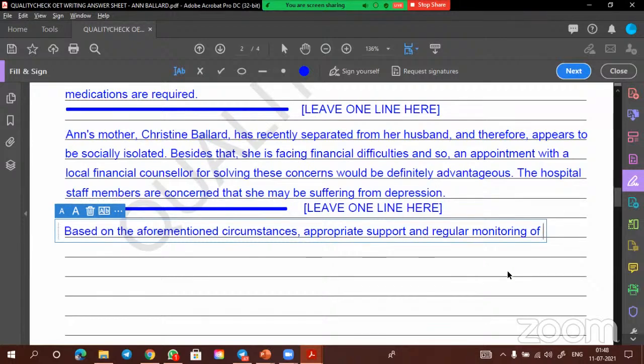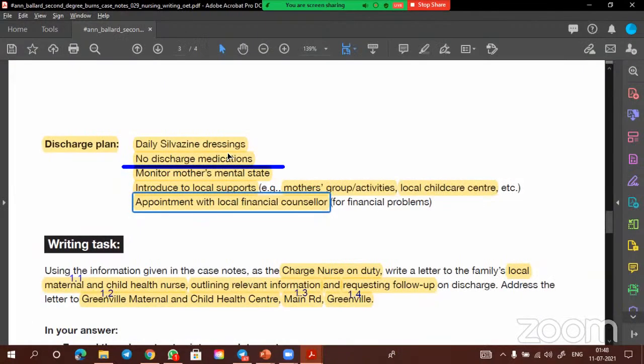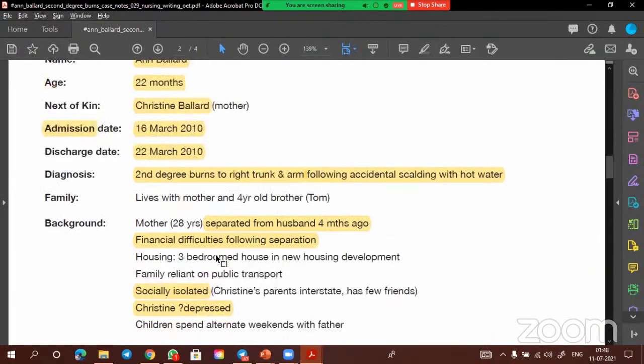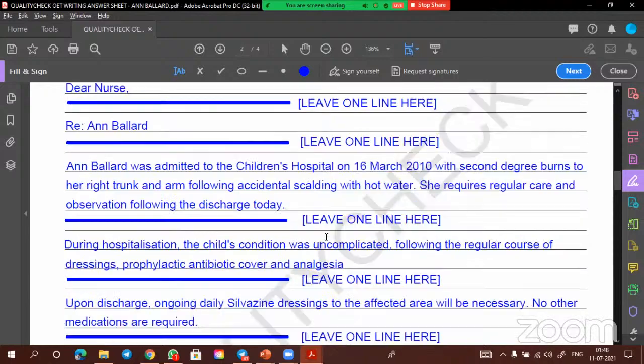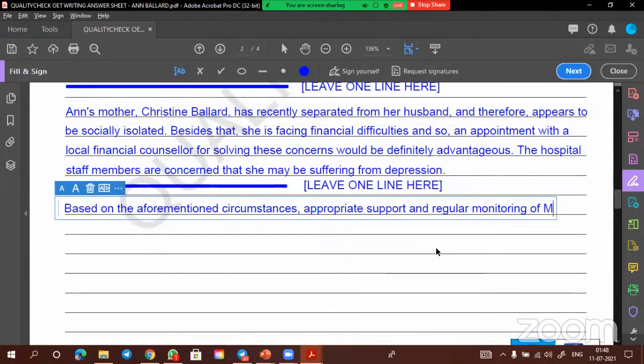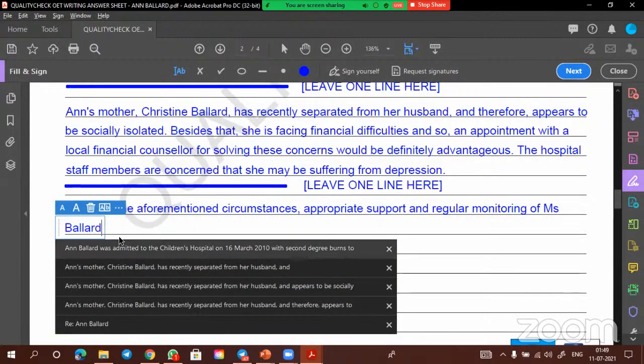Here, mother. 28 years separated from her husband. So you can write Ms., Miss, separated already. So Ms. Ballard. Okay. Miss Ballard. So here is going to outside. Miss Ballard.